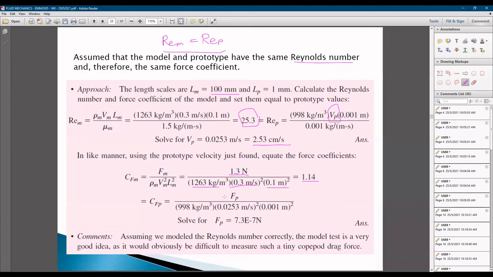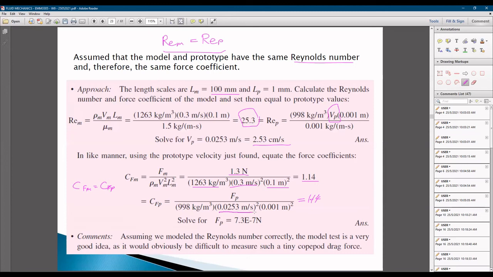And from there you can calculate, and everything down here must be equal to 1.14, because CFM must be equal to CFP. They should be the same, like here. So from there, if you want to obtain the drag force on the actual creature itself, then you just plug in all these values that you have obtained.